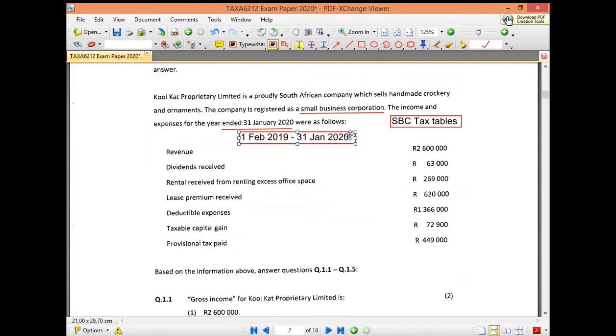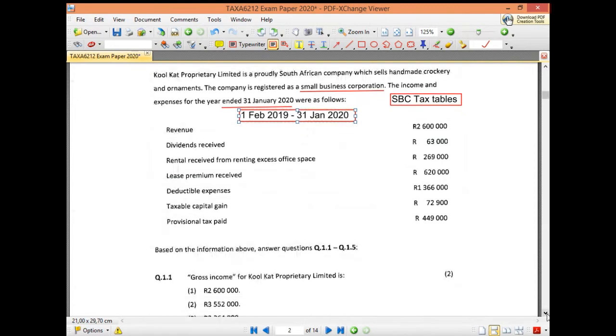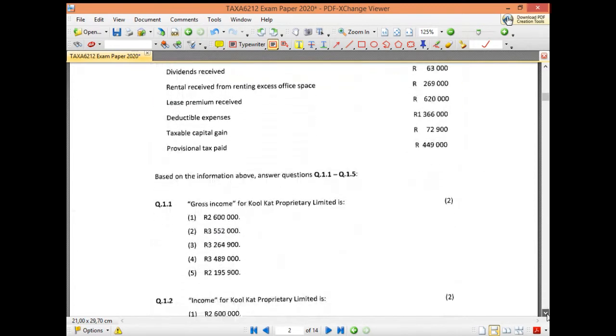Then they give us information: your revenue, dividends received, rental received, lease premiums received, deductible expenses, taxable capital gain, provisional tax paid. Now, as soon as you see amounts like this, what they are most likely going to test is what is your gross income, what is your income amount, what is your taxable income, and the tax amount. So they are testing your tax framework if they give you information like this. Okay, so let's go through questions 1.1 to 1.5.